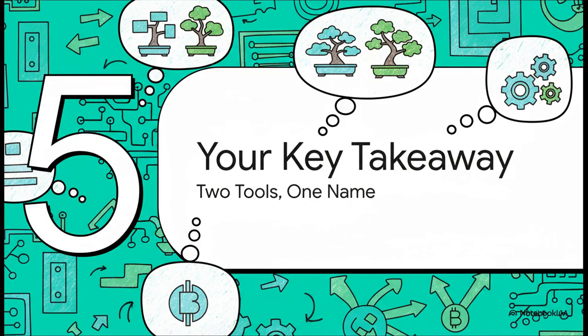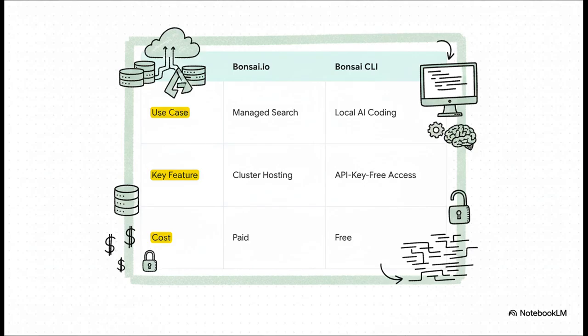So let's bring it all home. After everything we've gone through, what is the one single thing you absolutely need to walk away with? Here you go. This is your definitive cheat sheet. If you're dealing with managed search hosting and Elasticsearch, you need bonsai.io, the paid enterprise service. But if you want a free, dead simple way to use powerful AI models to code on your own machine, you need the Bonsai CLI. Totally different tools for totally different jobs at totally different price points.